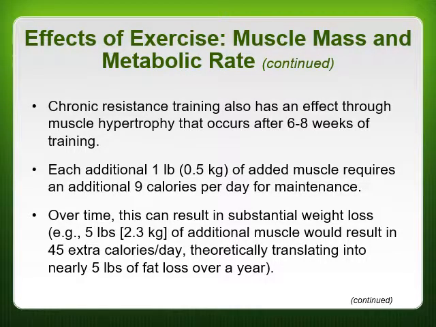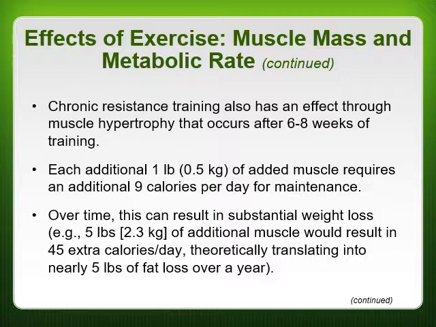Especially if you do it more regularly. So they say chronic resistance training. That almost sounds bad because we usually say chronic exercise, but it means more consistent resistance training. That has an effect through muscle hypertrophy. Yes, you can actually help to build more muscle mass, make those muscles bigger. That can actually happen within a 6 to 8 week training program.